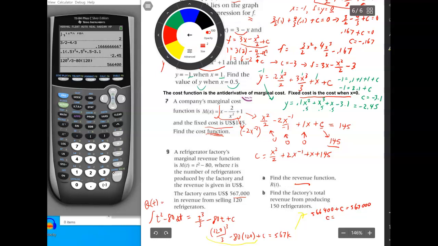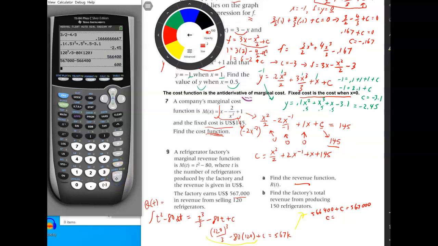So basically c is equal to 567,000 minus 566,400, which gives me 600. So c is equal to 600. So if I wanted to rewrite this function, I would just put 600 in for c. That's it. Okay? Very easy. I'm not going to do that because I don't have space.